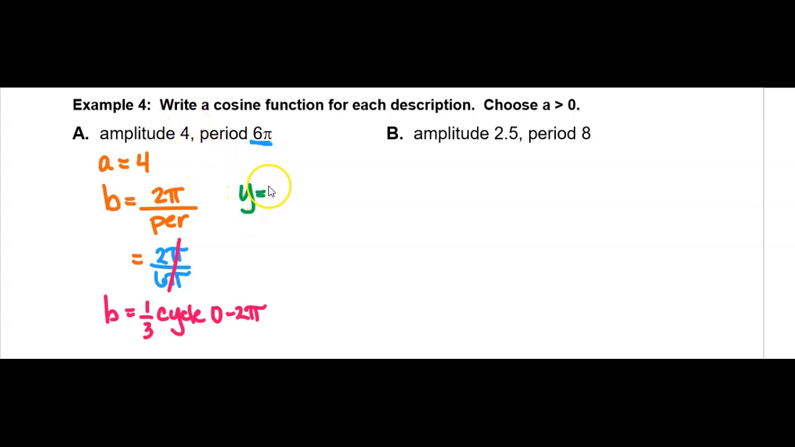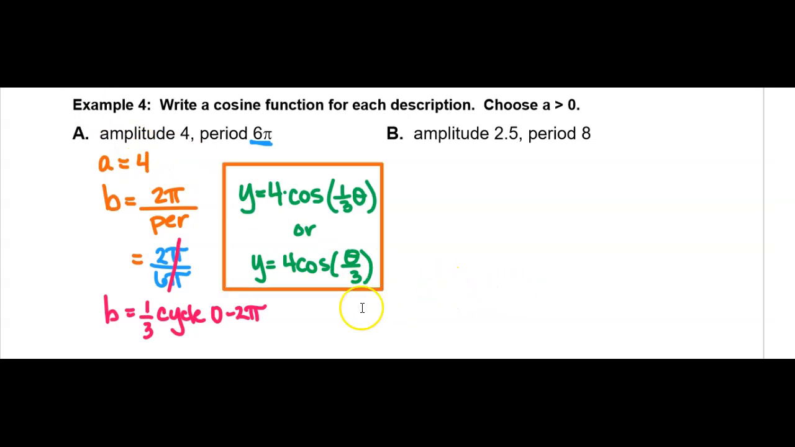So we should have y equals A, which is 4, times the cosine of B theta. So B is 1/3, so 1/3 theta. All right, another way of writing this would be y equals 4 cosine of theta divided by 3. So if you see theta divided by 3, that is still 1/3 theta. Okay, so go ahead and pause this video and try example B, and then we will come back and talk about it in a moment.